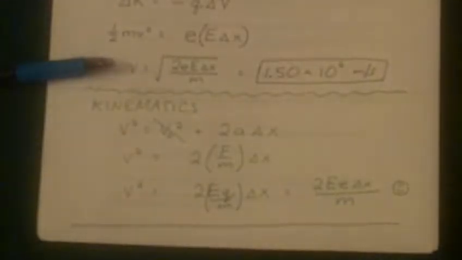So now we have v squared equals 2 times the electric field times the charge over m times delta x. And that gives us, in the final line, next to the smiley face, v squared equals 2 capital E lowercase e delta x over m. And to get v, square root it, and that's exactly what we got in the first solution.